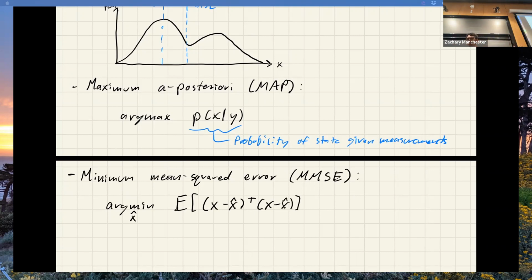So I'm integrating over all x, and I'm trying to find the x hat that minimizes this. This is the squared error: x minus x hat is the error, I square that, it's a scalar function, and I'm minimizing that thing. Is that clear to everybody? Okay, cool. You would also call this least squares, or minimum variance would be another name for this. And that seems perfectly reasonable.